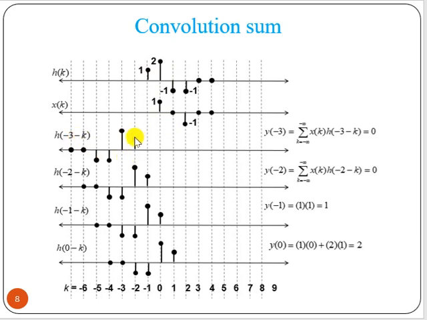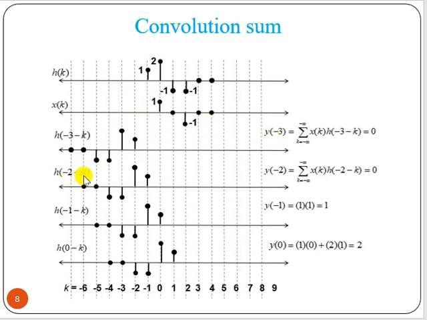That means now if you want to multiply x[k] and h of minus 3 minus k, we can see there is no overlapping. That means this started here and this started at 0. So there is no overlapping data that we can multiply. Here we have 0, so it will be 0. Here we have 0. If you multiply, it will be 0 only.